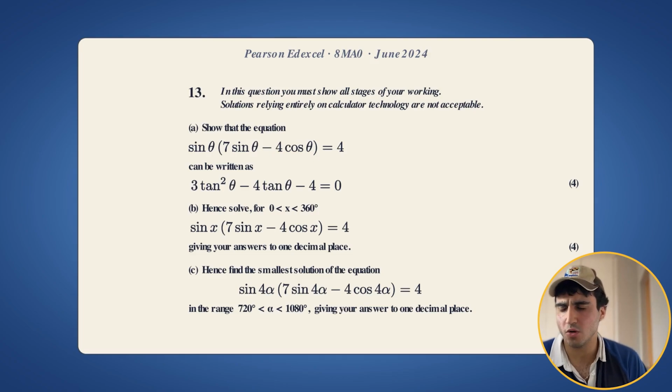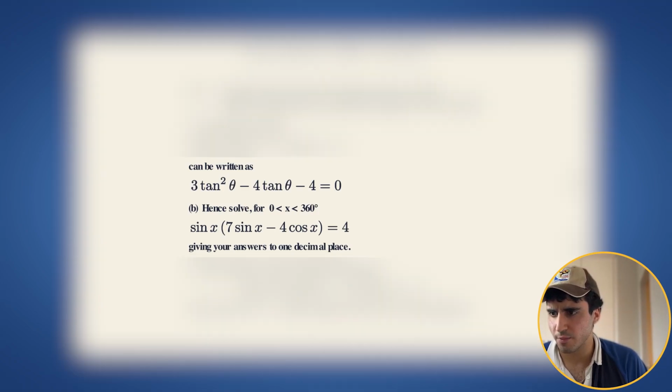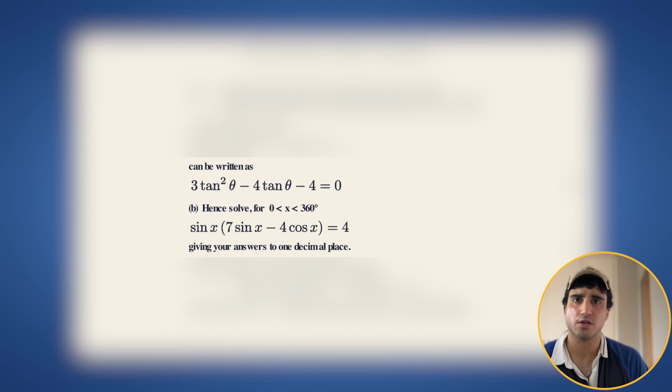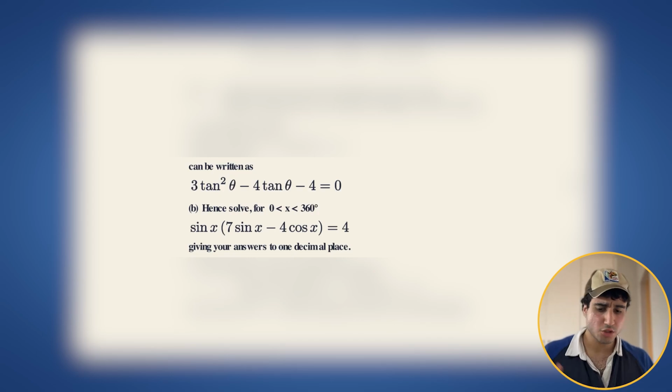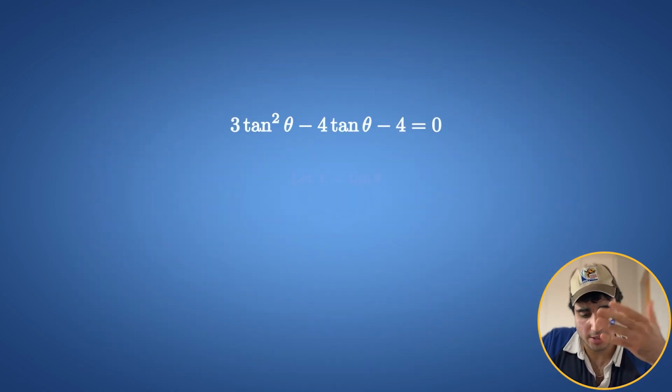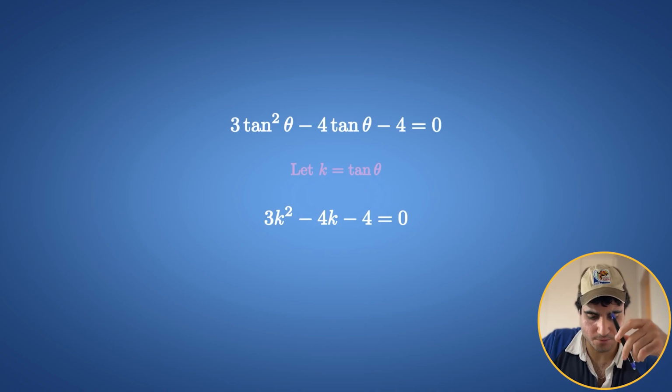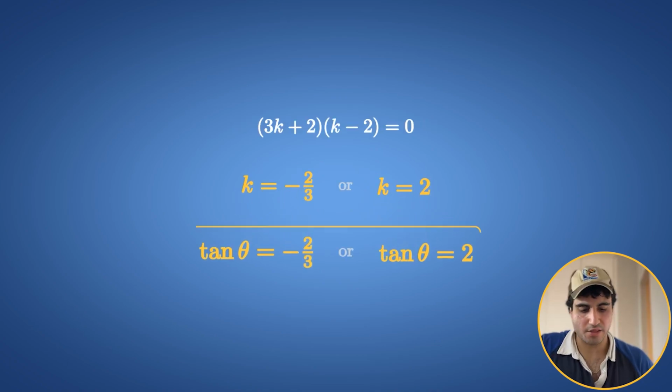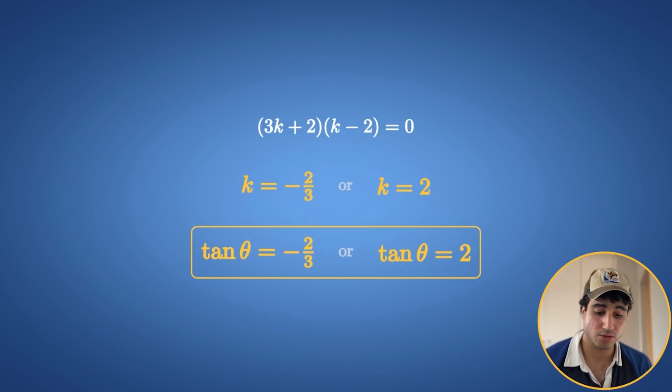So here we are told to solve for 0 to 360 the equation we just rewrote. So what they want us to do is solve for 3 tan squared theta minus 4 tan theta minus 4 is equal to 0. So the first step of this is actually quite easy. What we need to do is use a k substitution. You don't even have to do that if you don't want to, but I just find it easier. So use a k substitution, and what you'll get is tan theta is equal to negative 2 over 3, or tan theta is equal to 2.